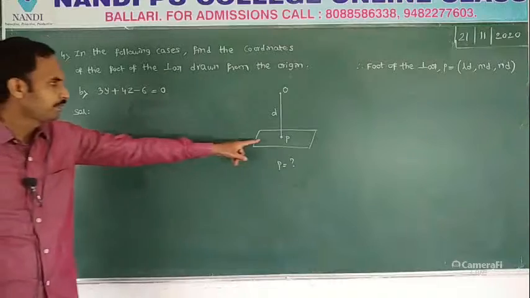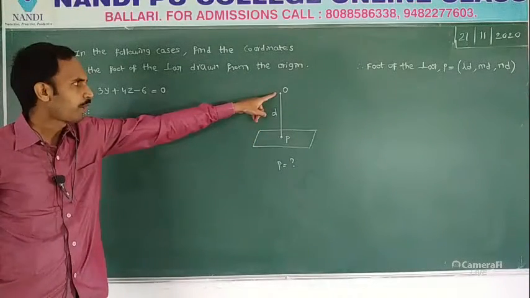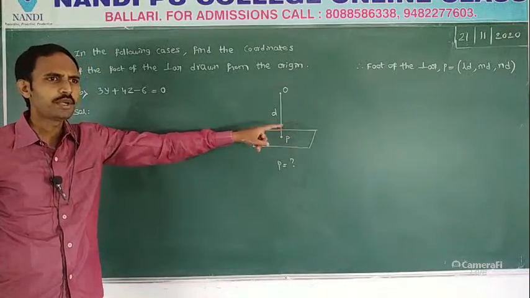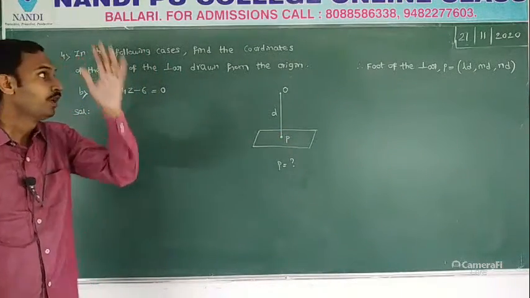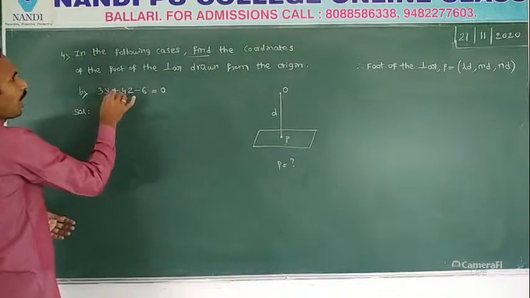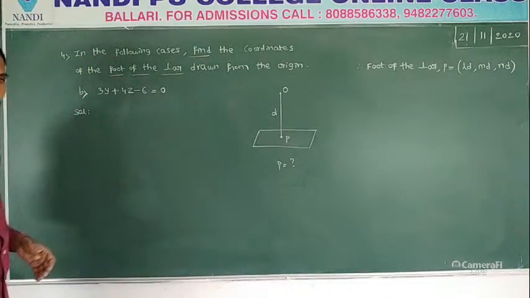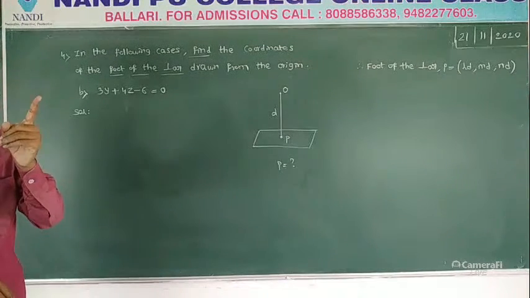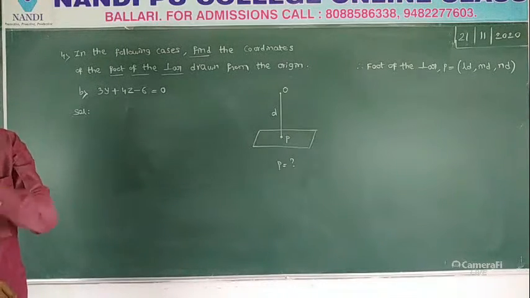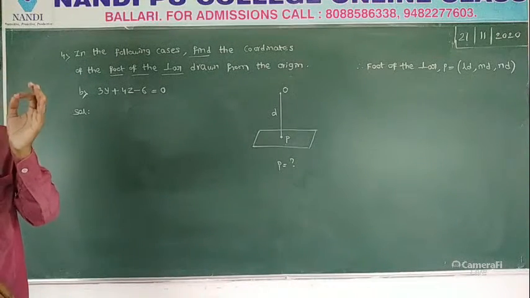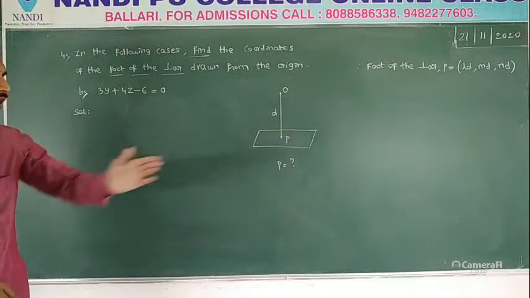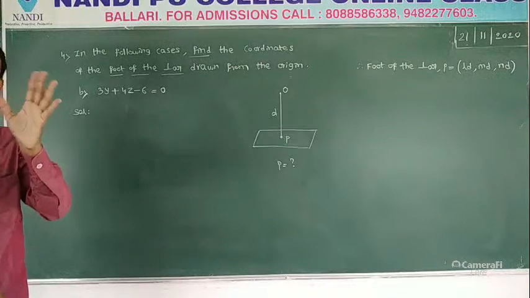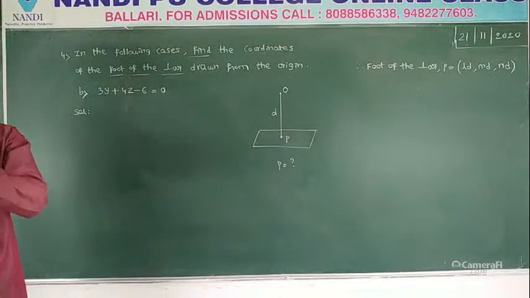Here one plane is given, origin is given. From the origin perpendicular is drawn, it meets the plane at the point P. Here P is called foot of the perpendicular. Okay, we are going to find the coordinates of foot of the perpendicular. We know formula LD, MD, ND. L, M, N are DCs of normal. D is the distance between origin and the plane. That's why change the plane into normal form. Normal form formula Lx plus My plus Nz equal to D.